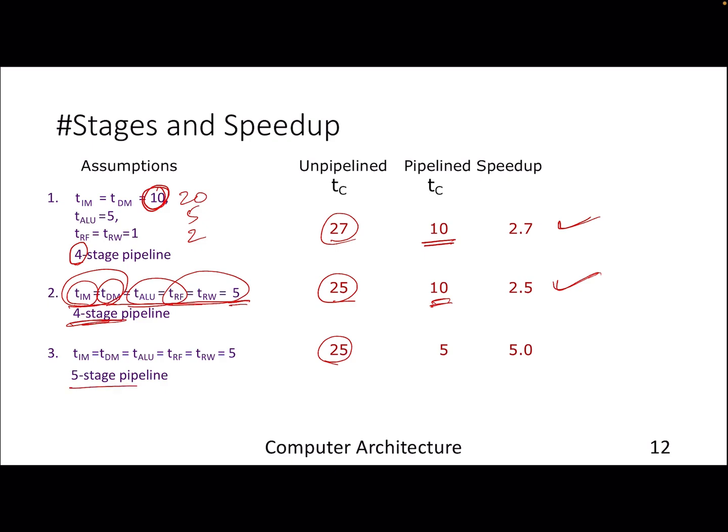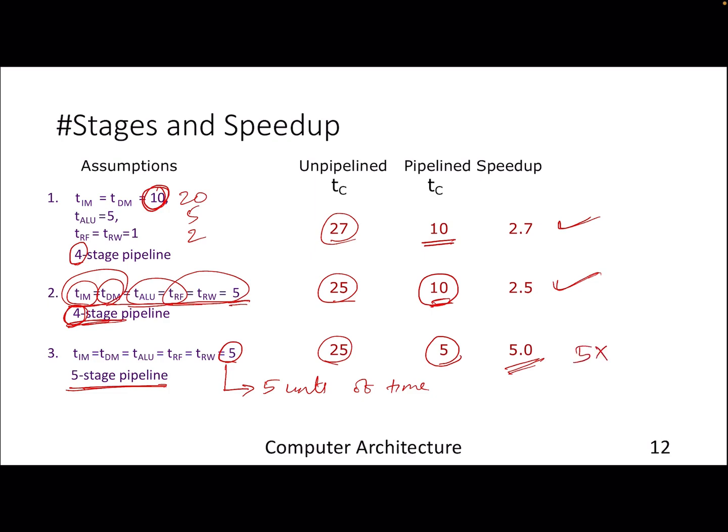Finally, if we go for a 5-stage pipeline, where each data path takes 5 units of time, and since we are dealing with a 5-stage pipeline, now each stage can be 5 units of time. Previously, remember, although all the data paths were taking 5 units of time, we designed a 4-stage pipeline, so we merged 2 of the data paths into one stage, and that's why the clock cycle time was 10 units. But now, since we are designing a 5-stage pipeline, the new clock cycle time is 5. So that makes it a huge jump in speed up. We are getting 5x, right?